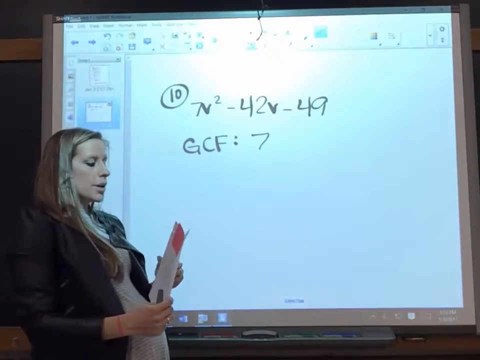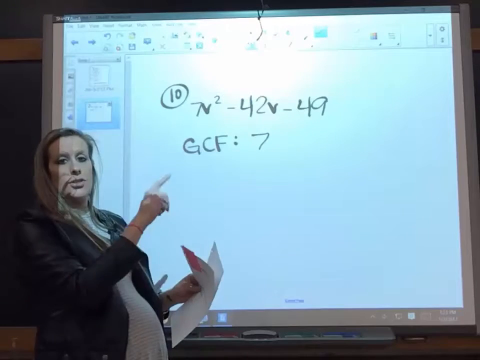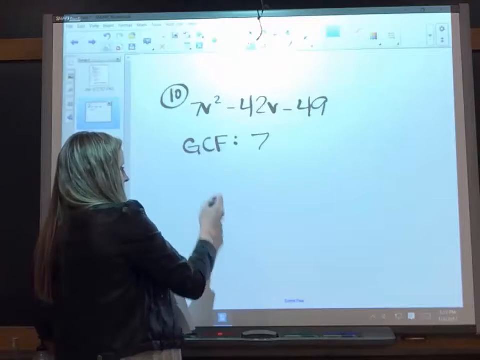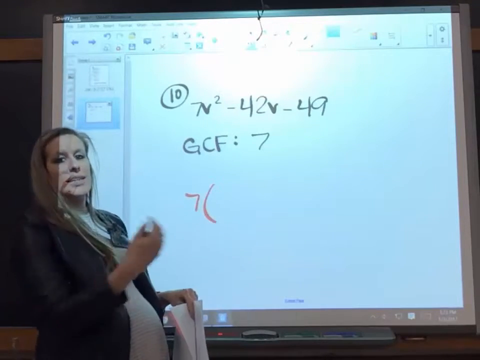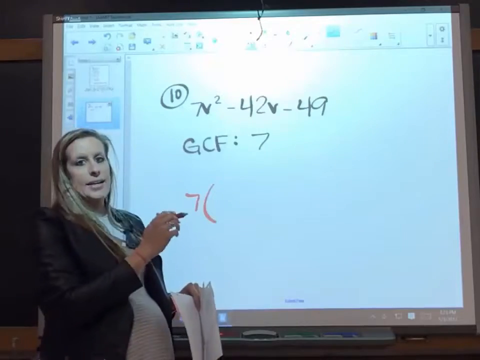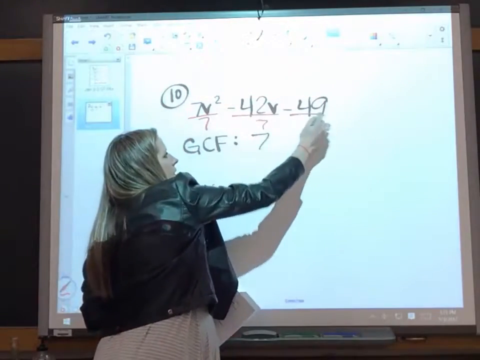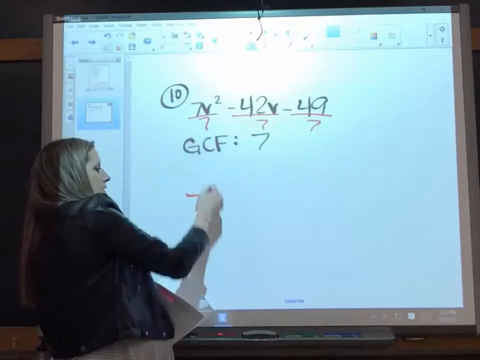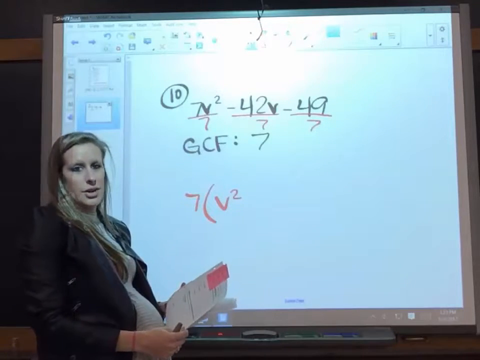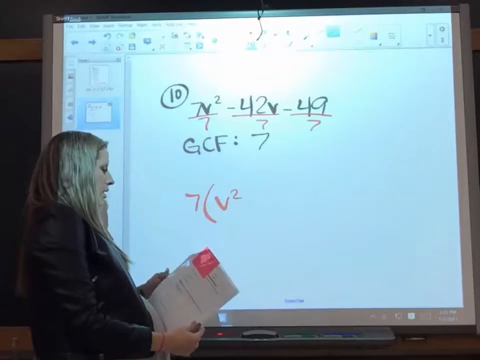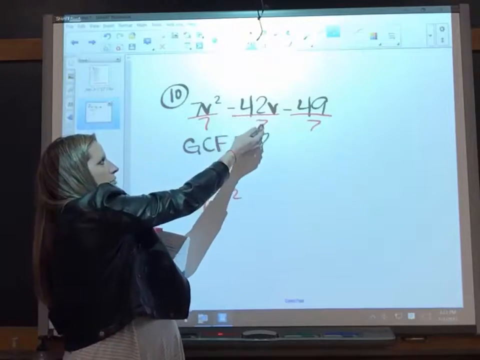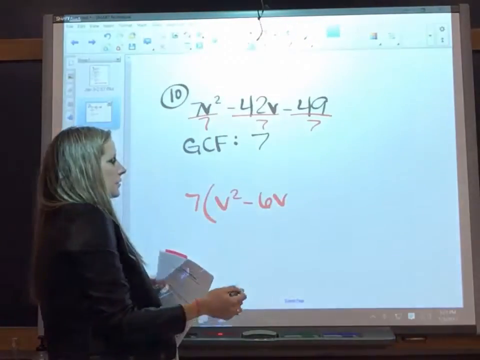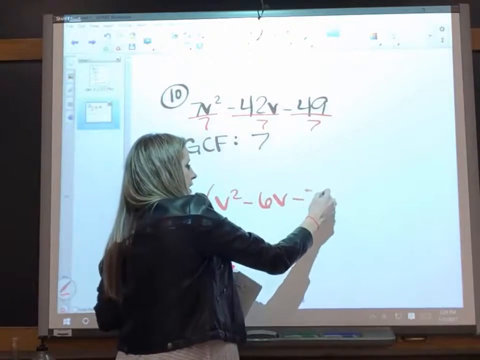Okay, so what we're going to do is take a 7 out of all three terms. Whenever I take a 7 out, I'm going to divide each term by 7. So 7 divided by 7 on the first term gives me 1v squared. And you don't have to write the 1. It could be a sneaky one. On the second term, negative 42 divided by 7 is negative 6v. And negative 49 divided by 7 is negative 7.